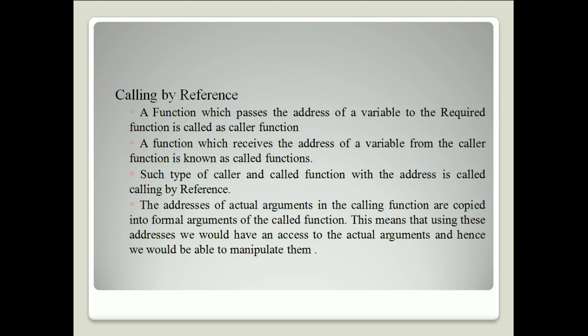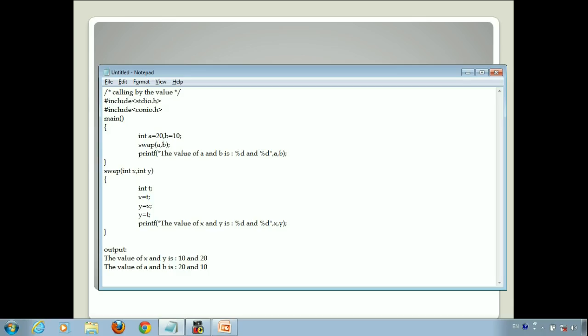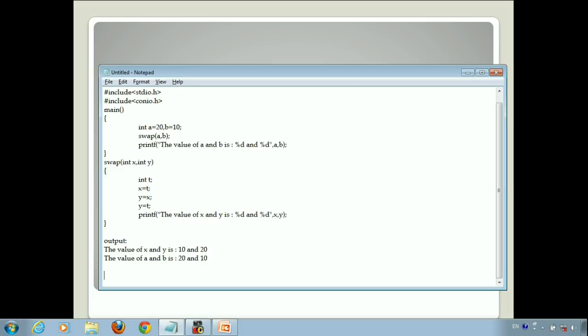The addresses of the actual arguments in the calling function are copied to the formal arguments, and this means that using this address we have access to the actual parameters, and hence we are able to manipulate them. Let us see the example clearly to understand the calling by reference function. This is calling by reference.